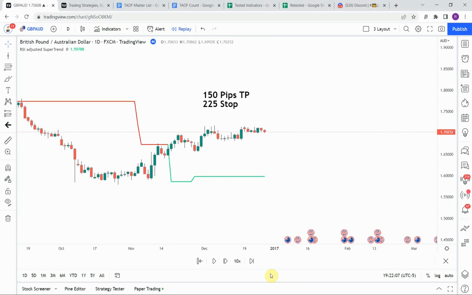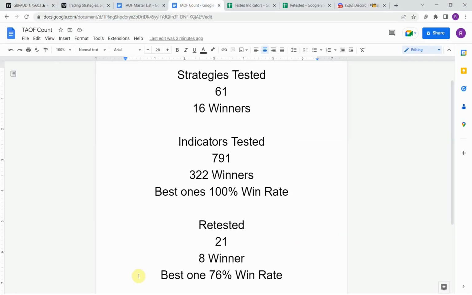All right, as I said, today we will be testing the RSI adjusted SuperTrend. Before we do though, I wanted to put the testing scoreboard up for everyone to see. So to date, we have tested a total of 61 different strategies, with 16 of them being profitable. We've also tested a total of 791 indicators, with 322 of them being winners. The best ones so far were able to achieve a 100% win rate. Now you need to go back and watch those videos to understand the context of how they were able to achieve that. So go back and watch those videos and see what you can get out of those winning indicators.